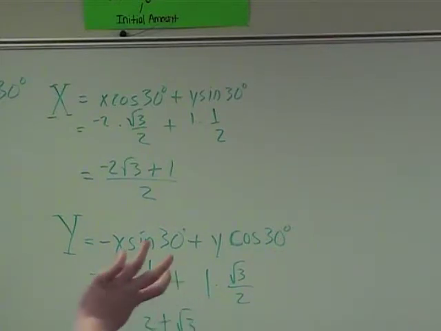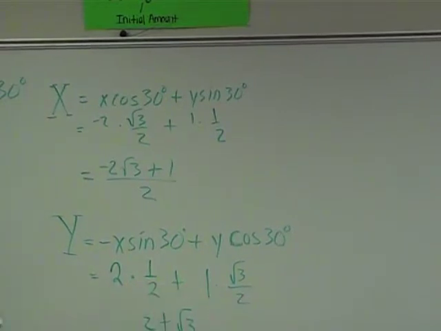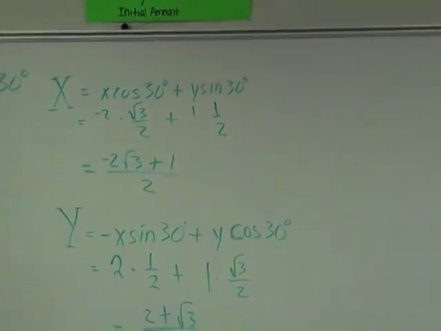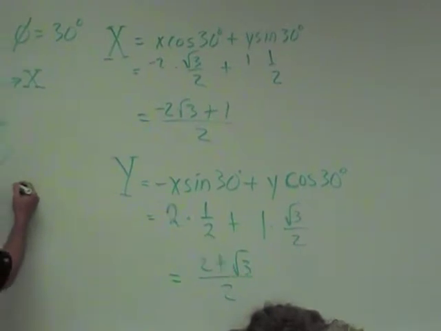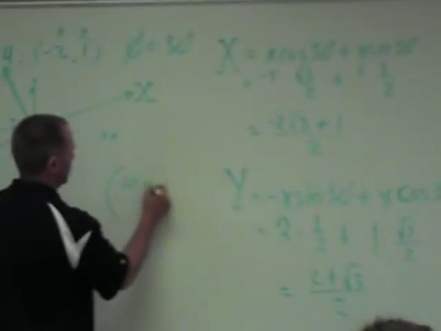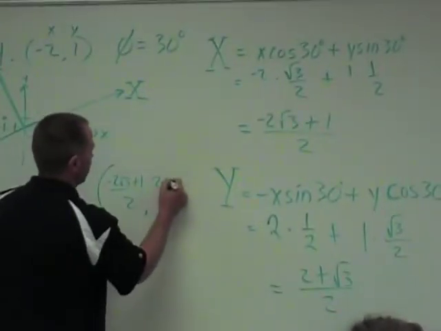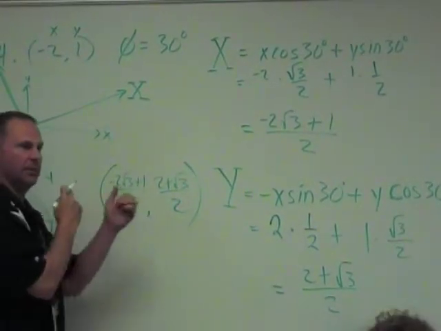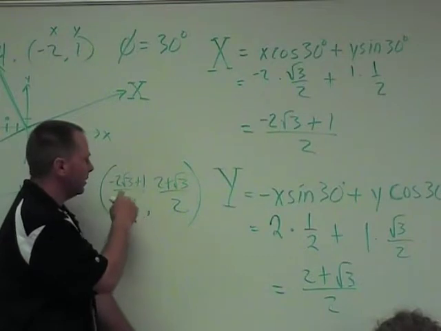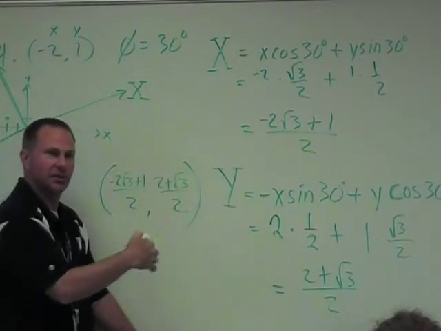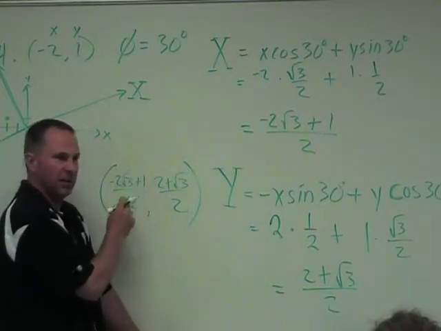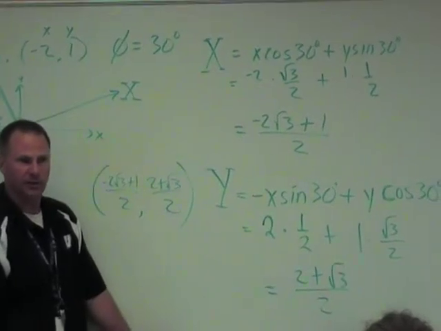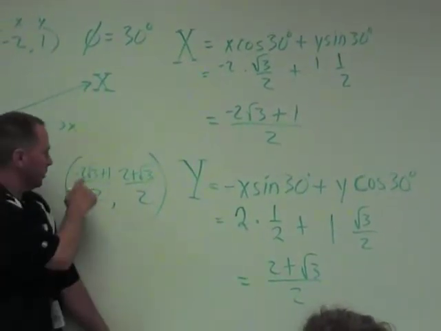Alright, so here is your new coordinate for this point. It is at (-2 radical 3 plus 1) over 2, and (2 plus radical 3) over 2. This is why we don't have them separated, because if you separate it, then you have 4 fractions up here, it looks kind of strange. So we're going to keep them together as one fraction, okay? Even though you can reduce that.